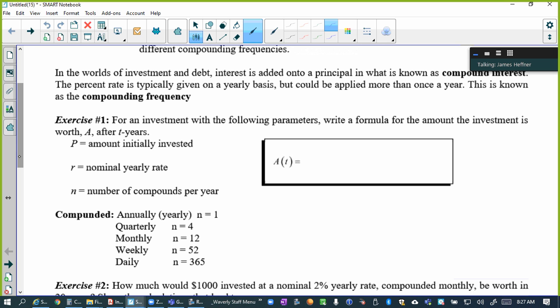For an investment with the following parameters, write a formula. The amount the investment is worth is A after T years. So T is some number of years. And they give us again that P is the principal, right? R is the nominal. Do you guys know what nominal means? It just means the stated rate, what they state.